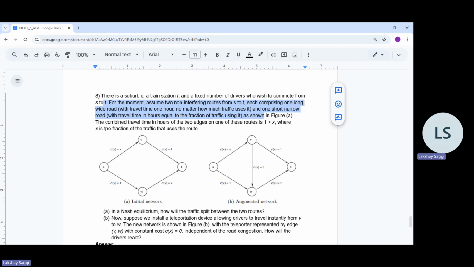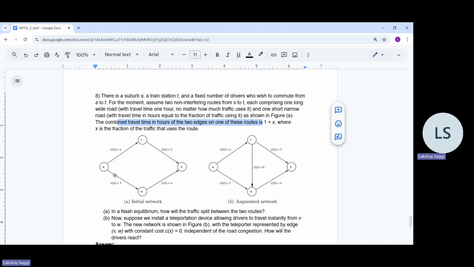So in the A part, you can see the combined travel time on one of the routes. You can either go from S to V to T, or you can take S to W to T. Note that this is a directed graph, so you can't go from S to W to V or something like this. So there are essentially only two ways to go, S to V to T or S to W to T. The total travel time over both of these paths will be 1 plus X for any person, right? Because this is X, this is 1, so it will be 1 plus X. But note that the fraction of people using this road might not be equal to the fraction using this road. So the cost of SV might be equal to X, and the cost of WT will be equal to some Y, right?